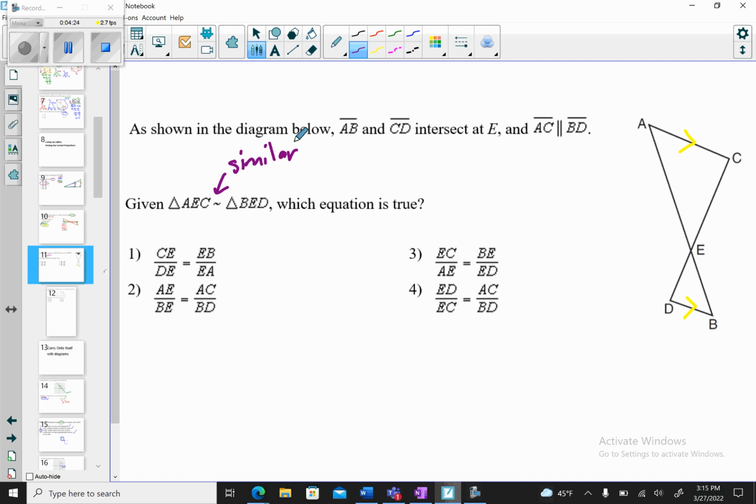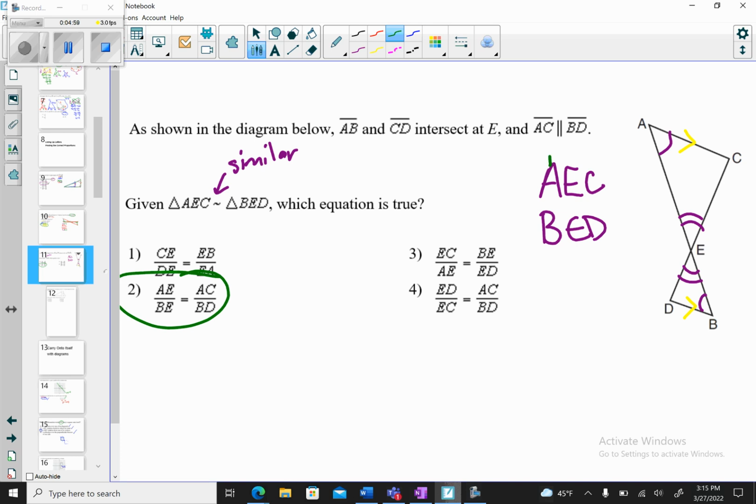Now, because we know the two triangles are similar, we have alternate interior angles here, we have vertical angles here, so the two triangles would be similar via the angle-angle method. So we know that the sides have to be in proportion. So just like the last few questions, we're going to line up our letters, AEC, BED. Pause the video now to figure out which proportion is true. Your answer is going to be choice 2.